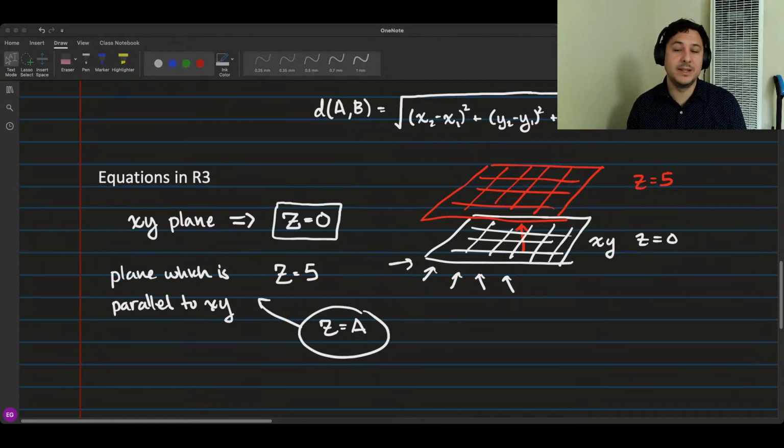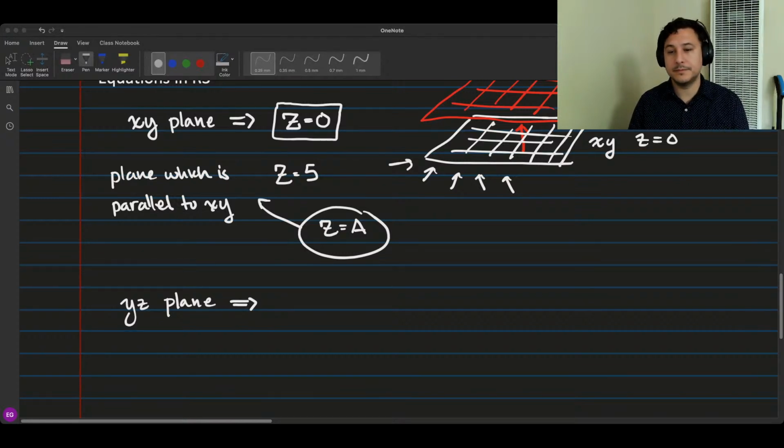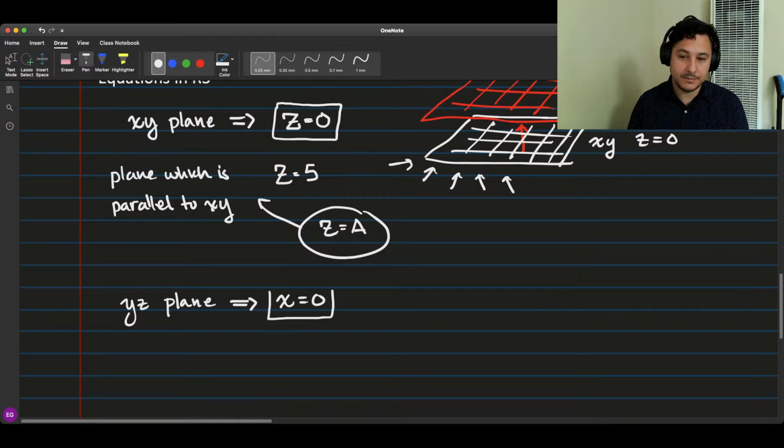Okay, so there's some other planes we need to talk about. Let's talk about the YZ plane. For the YZ plane, which variable is 0? What's the equation for the YZ plane? Yeah, x is 0. Cool. So you know that the yz plane is simply the equation x equals 0.